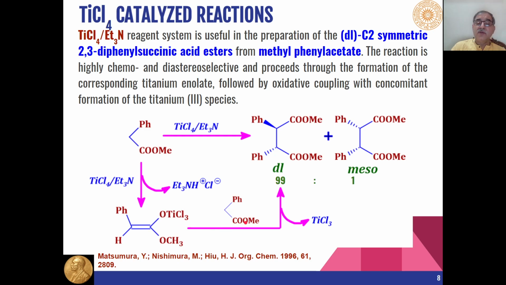And this intermediate will then again react with another molecule of methyl phenyl acetate, and this methyl phenyl acetate will attack the carbon-carbon double bond with the removal of TiCl3 from here to give us either DL isomer or meso isomer. But the majority of the product formed is the DL isomer of the dimerized product. So oxidative coupling of this intermediate in the presence of a second molecule of methyl phenyl acetate will take place to give us the desired product.